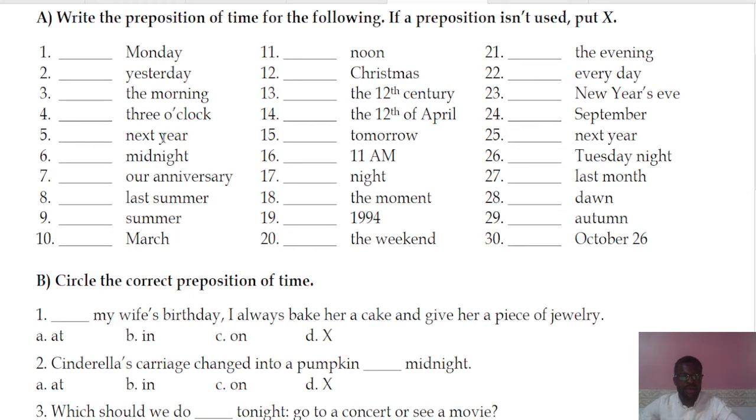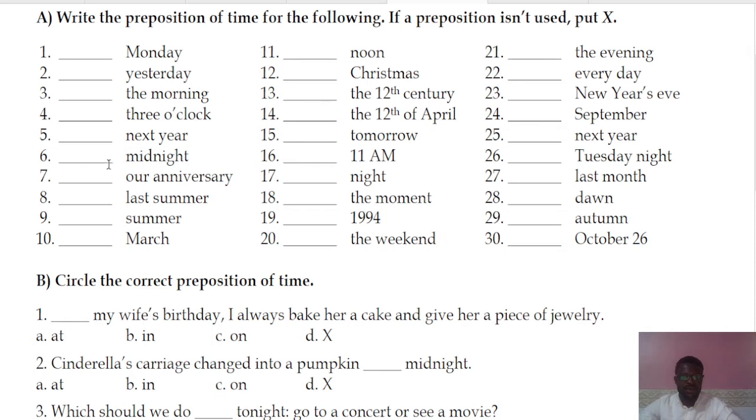Next year also, I'm not going to use a preposition for number 5, next year. There is no preposition for next year. Next year is the time marker for future tense. Next year, I'll be going back to my country. So I'm not supposed to use a preposition. In this case, I'm going to use X to show that I'm not using any preposition.